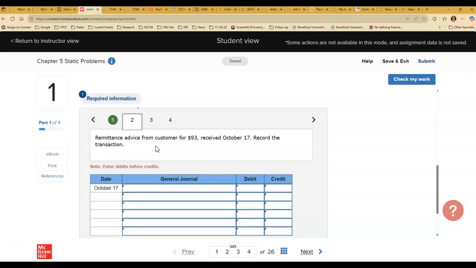So the remittance advice is actually created, if you want to call it that, by the bank, because the bank knows where that money came from, and they're just using that remittance advice to notify us that X customer, this name, sent us this much money on this date. Okay? So when we receive that, what do you think?